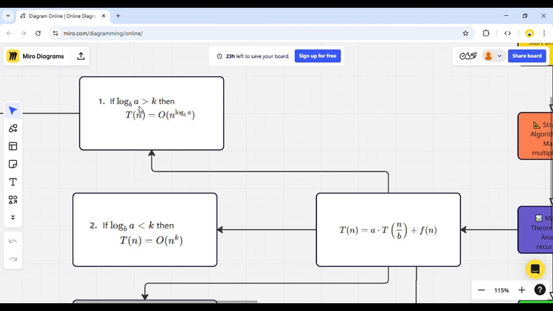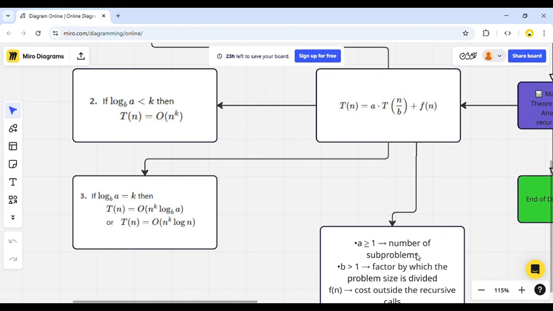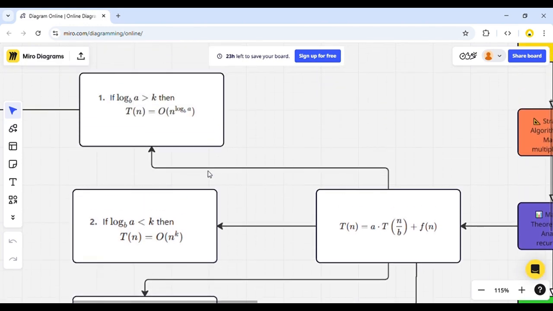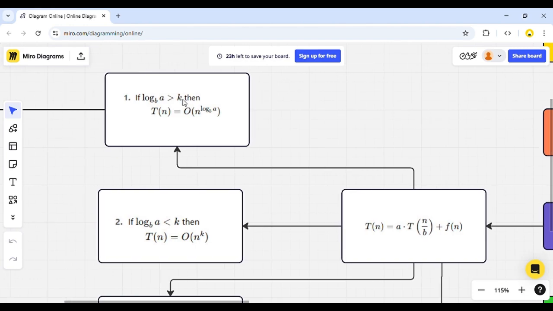As in the formula, a is the number of subproblems and b is the factor by which we divided our problem. If log base b of a is greater than k, then our time complexity will become big O of n raised to power log base b of a. The greater part becomes the power of the big O.